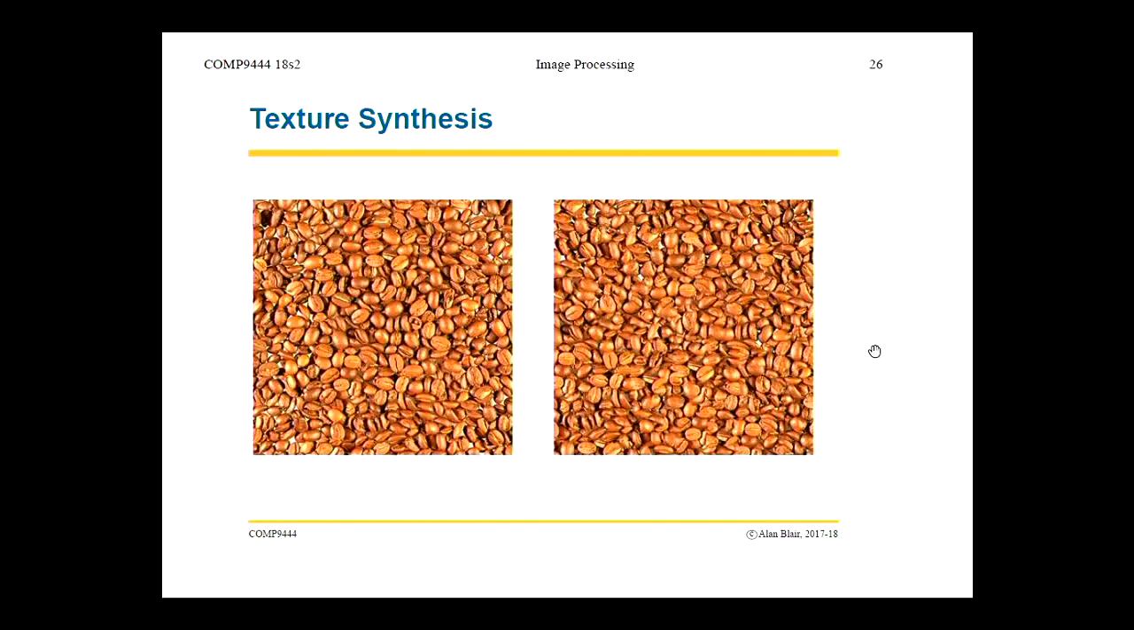So again, this goes back to classical image processing, something from the late 90s, which was called texture synthesis. So what happened here: this image on the left is a real image of coffee beans, and the image on the right is a synthetically generated image that tries to match the texture of the left-hand image.